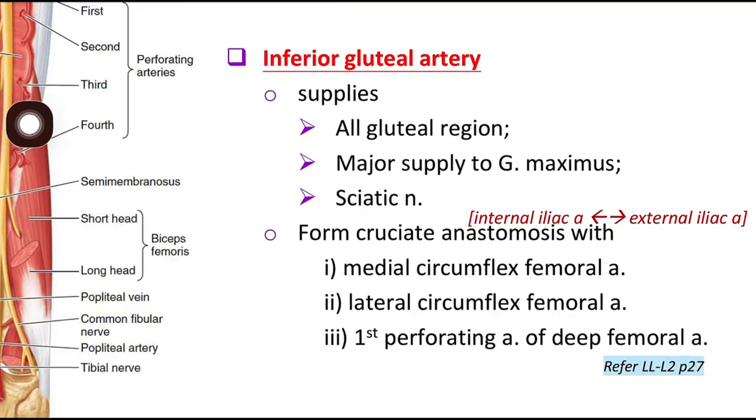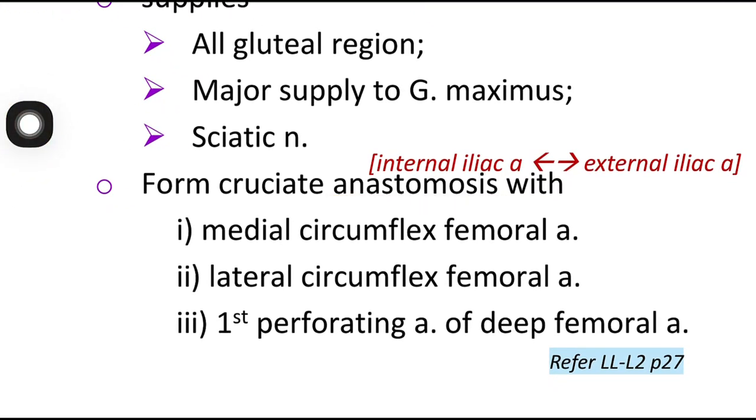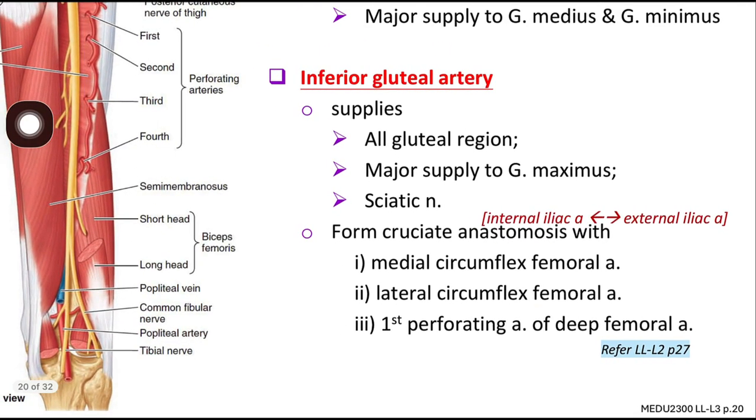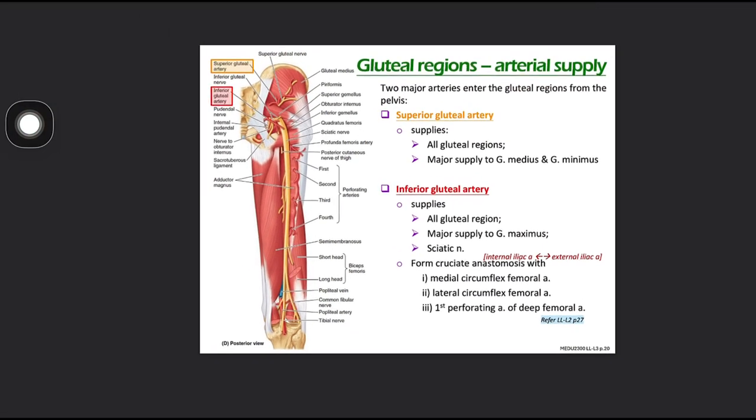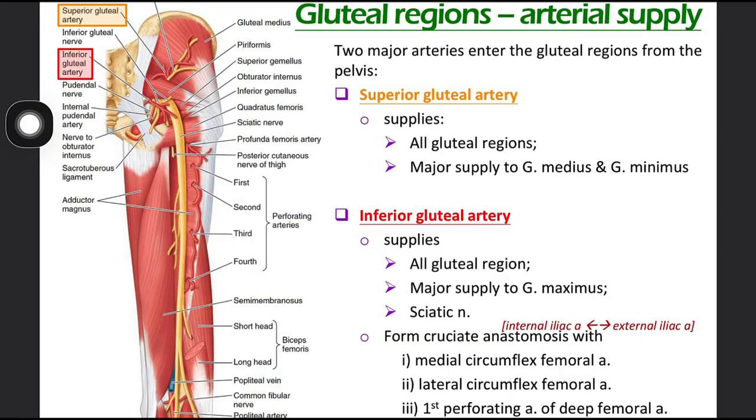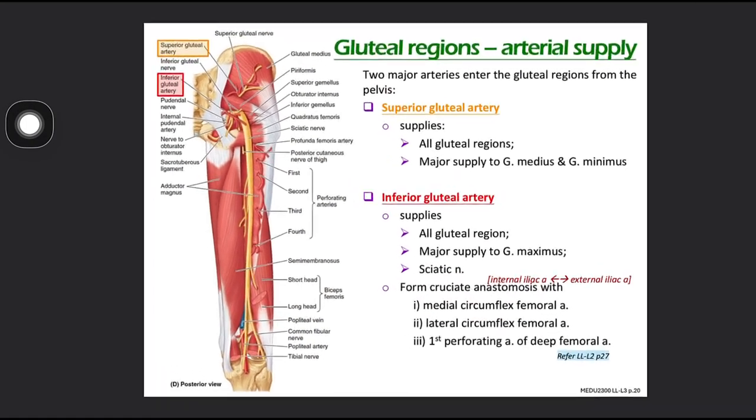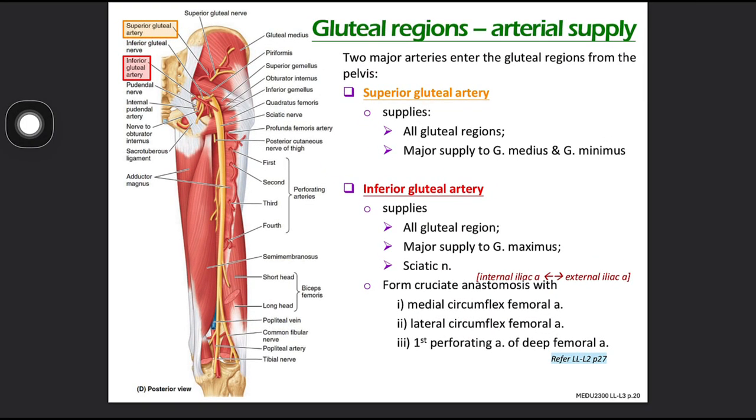Now, remember we talked about the anastomosis in lecture 1. So now we have a recap here. Particularly, the inferior gluteal artery forms the cruciate anastomosis with the MCFA, LCFA, and also the first perforating branch of the deep femoral artery. The cruciate anastomosis is around the posterior aspect, nearby the lesser trochanter.